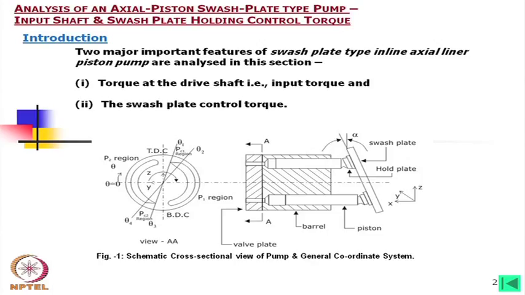Now, the swash plate is tilted at an angle. So, definitely on the plate, due to the pressure on the pistons, there will be force. So, this swash plate will try to become vertical. We need to apply a torque there to hold the plate in this position.